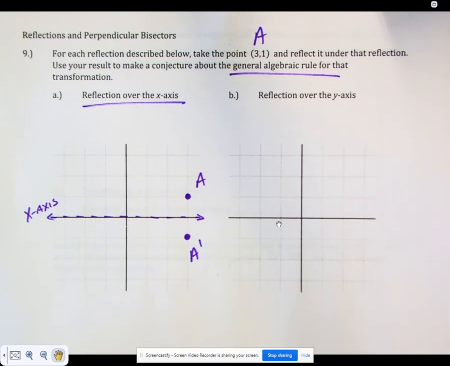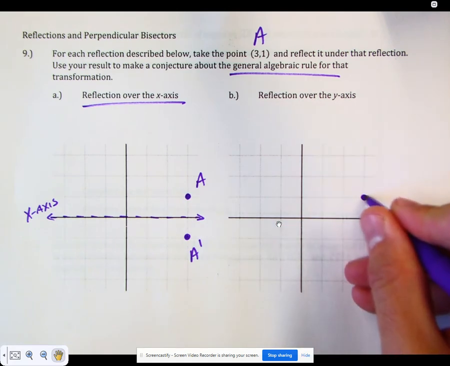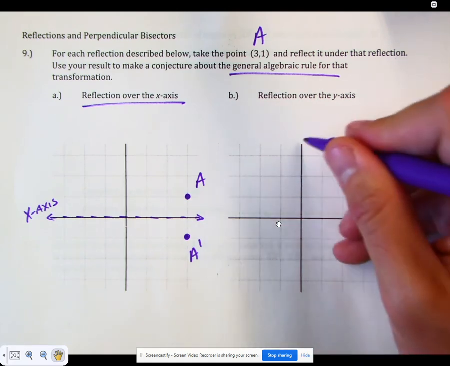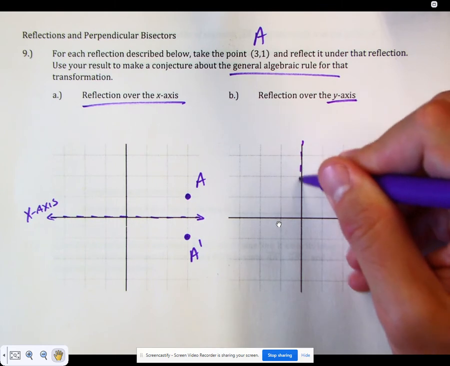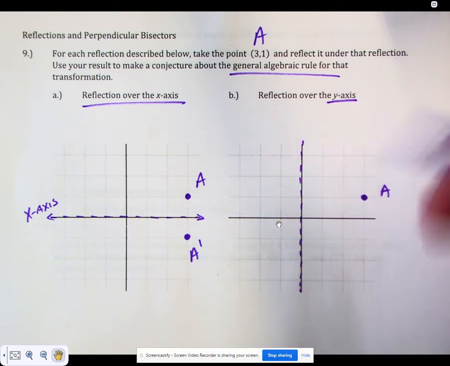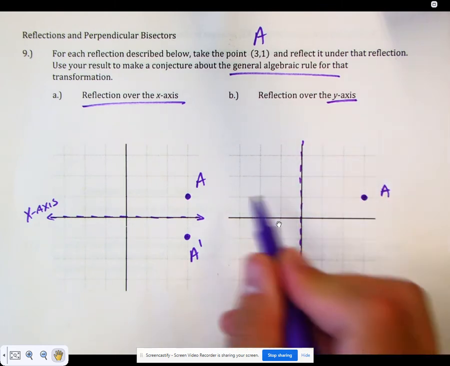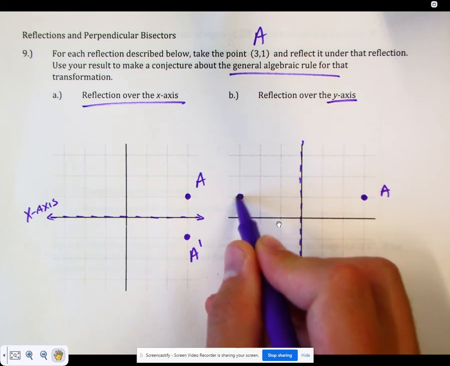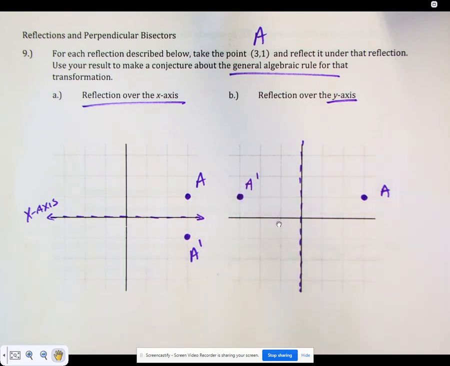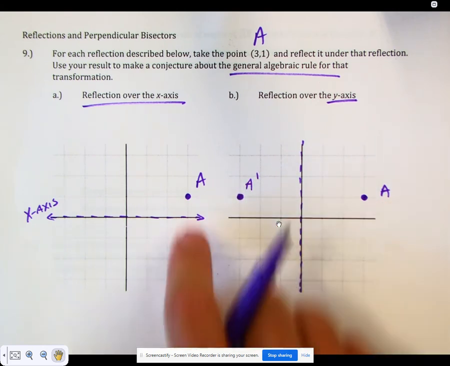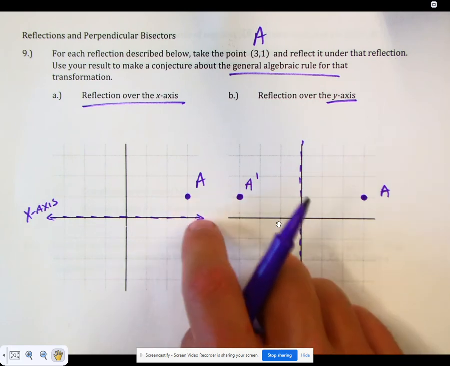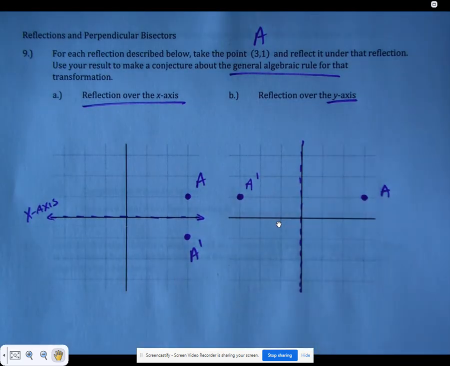How about over the y-axis? Again, I start with the point (3, 1). Call that point A. But this time I'm reflecting over the y-axis. So I've got to reflect over that. So now A prime would be there. Notice the distance involved.